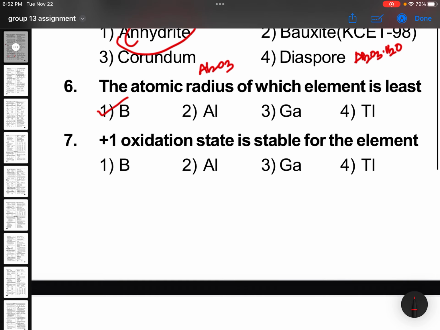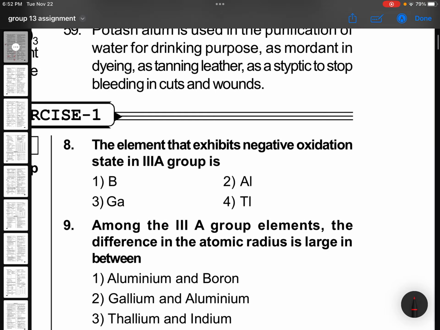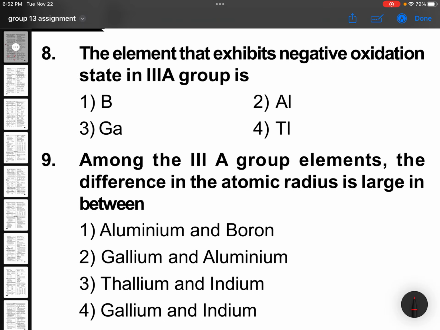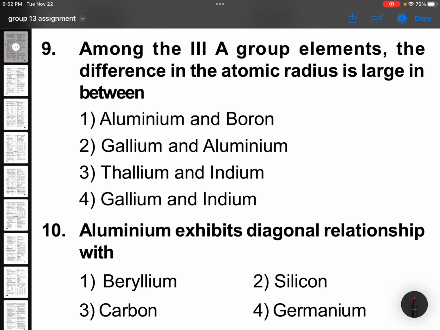The atomic radius of which element is least? Down the group atomic radius increases, so boron is least. The plus 1 oxidation state is for thallium, inert pair effect. Thallium plus 1 is more stable than plus 3. The element that exhibits negative oxidation state is boron, because boron is a non-metal. Among the third A group elements, the difference in atomic radius is large between aluminium and boron because from boron to aluminium there is a sudden increase.